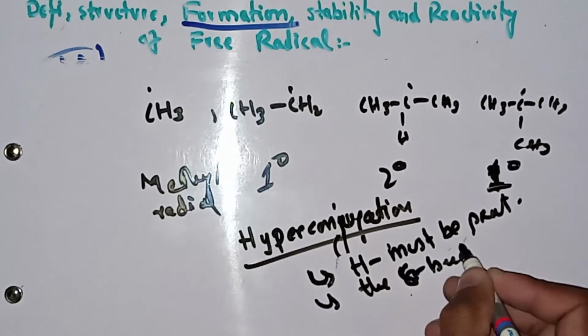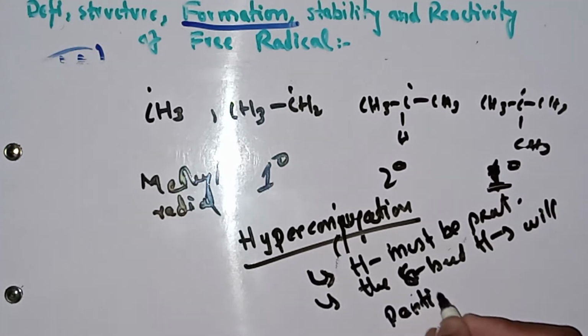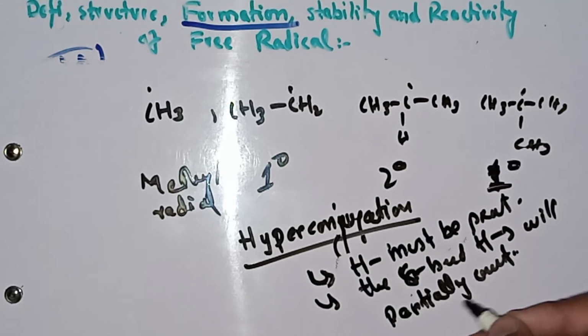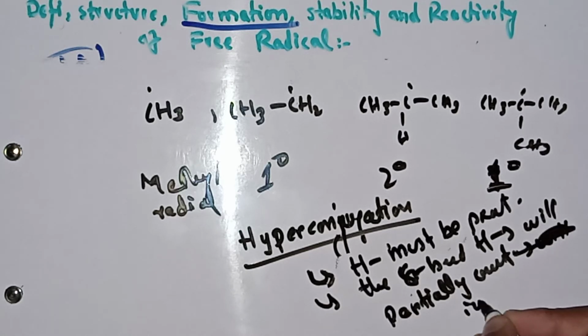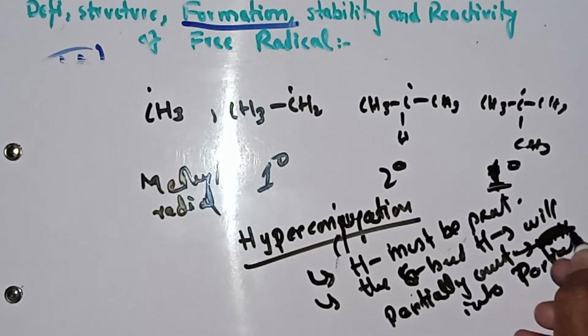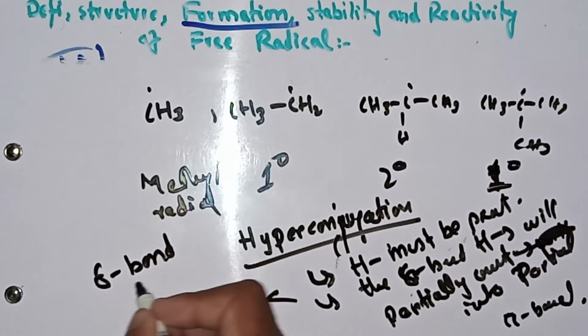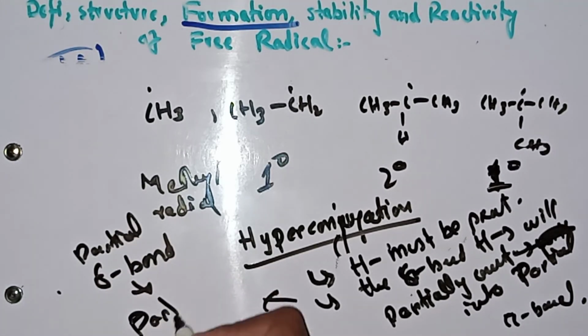The sigma bond of hydrogen will partially delocalize, partially converting into a partial pi bond. It means that the partial sigma bond will be in delocalization with the partial pi bond. So it will be like that.